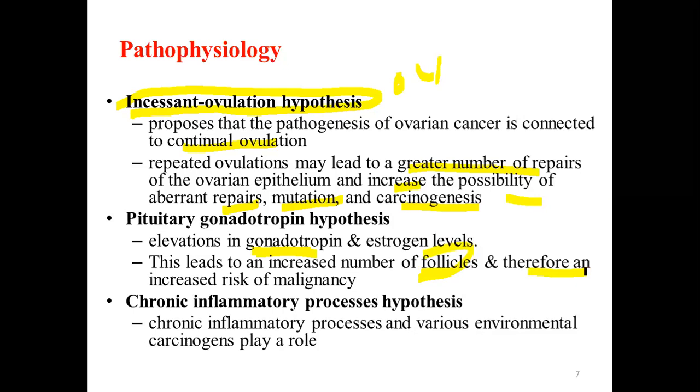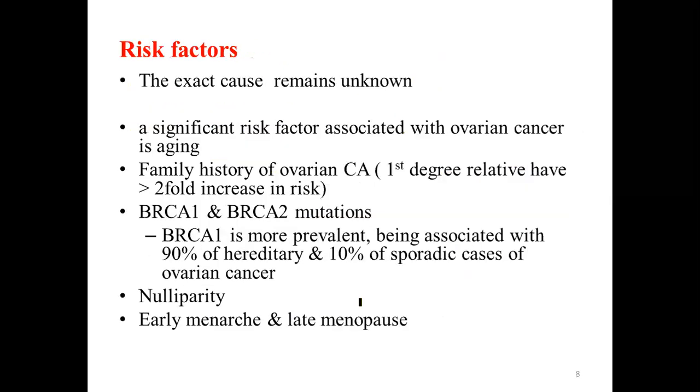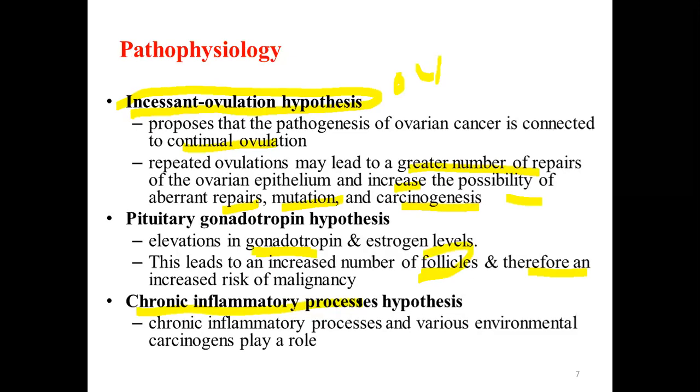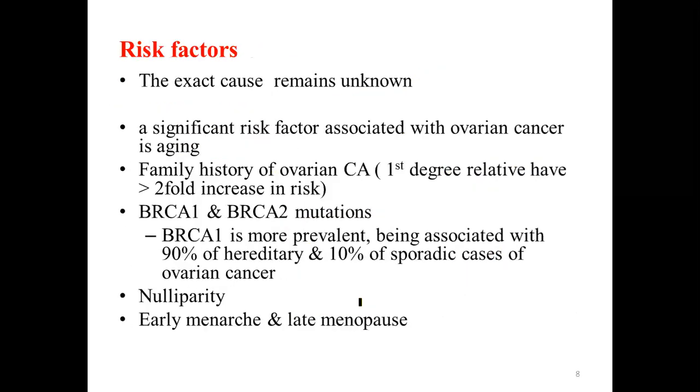Then the other thing is that ovarian cancer may be due to a chronic inflammatory process. They are saying when there is a chronic inflammatory process in the ovary due to environmental carcinogens, there is a possibility of ovarian cancer. So, those are some of the hypotheses that can suggest the possibility of ovarian cancer development in the female population.